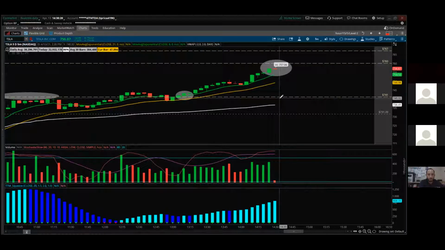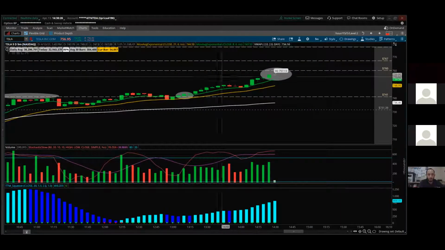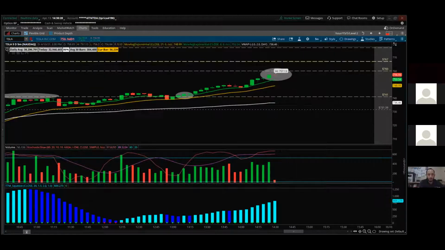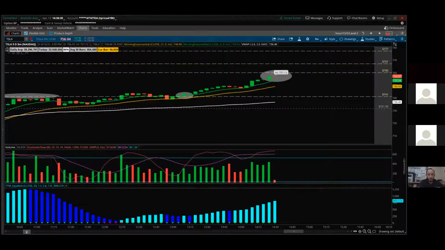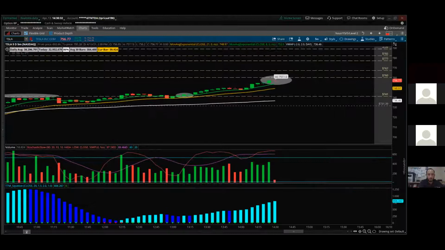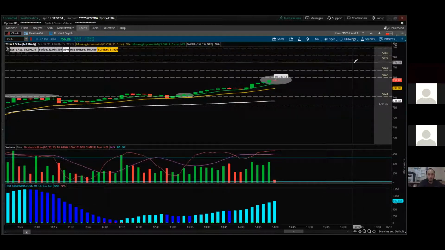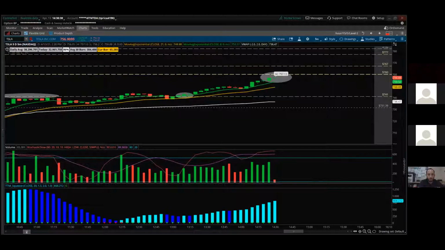So that 741 is now a support on a weekly basis, and 760 is a weekly resistance. And if it can break 760, look for 767. And if it still wants to be bullish as heck, 777, but I don't know if it's going to go that heavy at the end of the day. But that is Tesla.